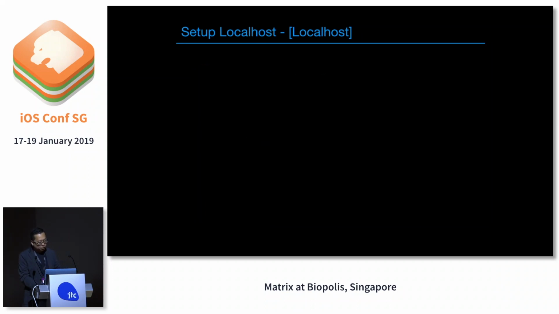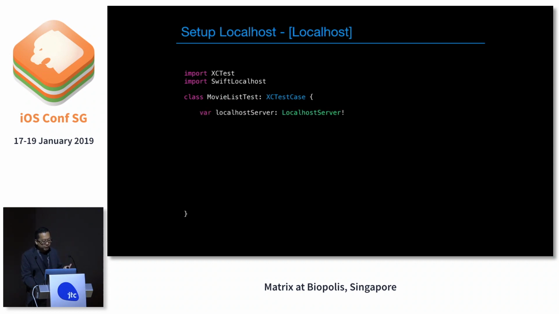So this is an example of how to set up localhost in your codes. First, we import our friend XCTest framework, and then we create our XCTestCase class. And here we import a library, SwiftLocalhost. This is the CocoaPod library written by me. It encapsulates the complications of creating a localhost server. And in our test case class, we create a property localhost.